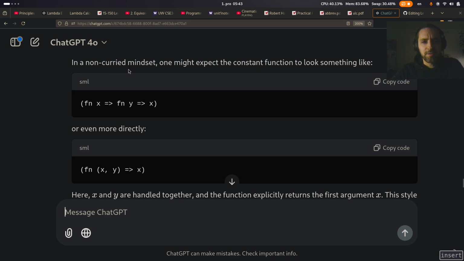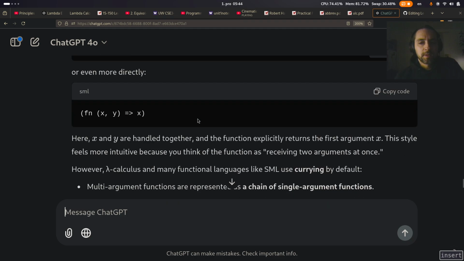In a non-curried mindset, one might expect the constant function to look something like fn x, fn y, x. Here x and y are handled together and the function explicitly returns the first argument x. This style feels more intuitive because you think of the function as receiving two arguments at once.